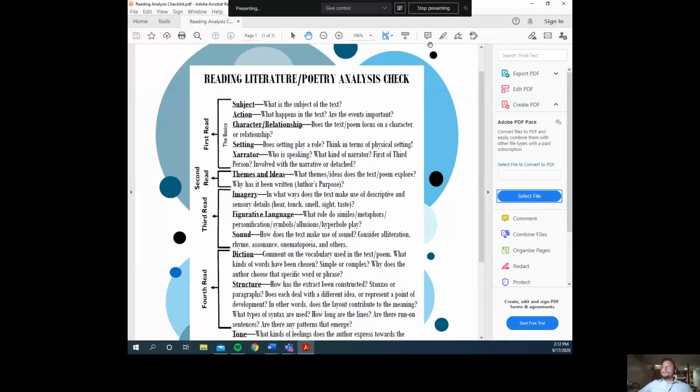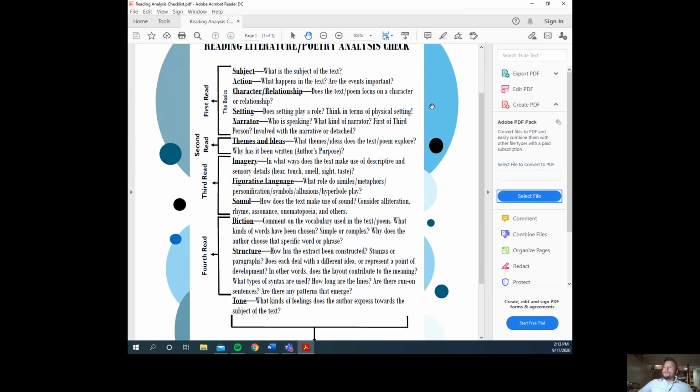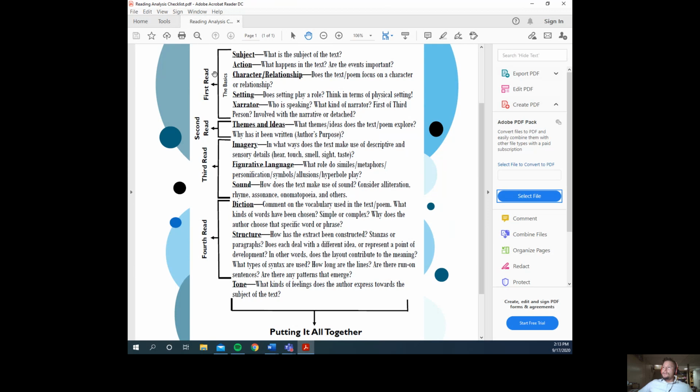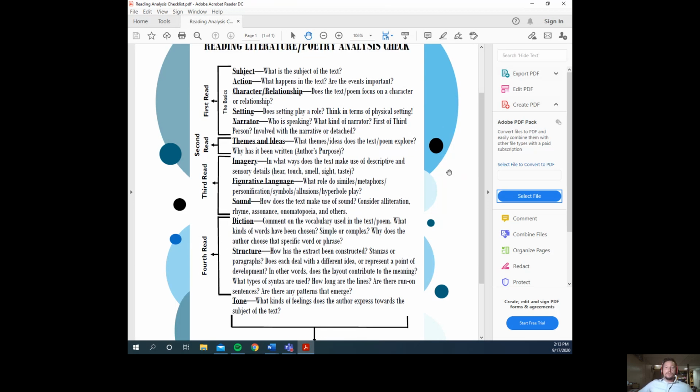As you can see, here is our reading literature and poetry analysis checklist. There are 4 separate reads that we're going to go through. And reading for gist, which you did today, is all well and good. But when it comes to analytical reading and writing, we need to dig a little bit deeper than just the basics. The first read is going to be even a little bit deeper than what we did today. It's going to be dealing with the subject. Who is the subject of the text? The action, what actually happens in the text, and are the events important?